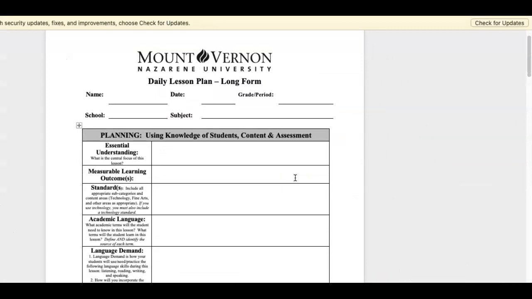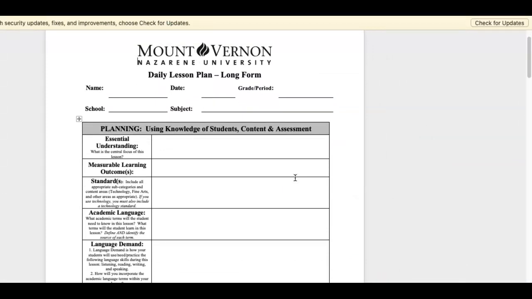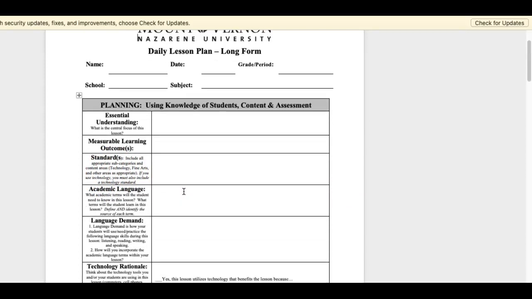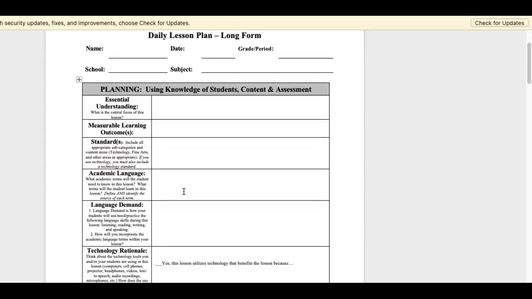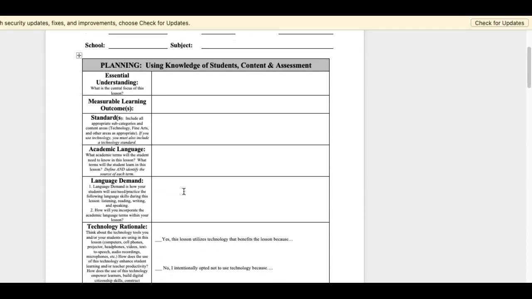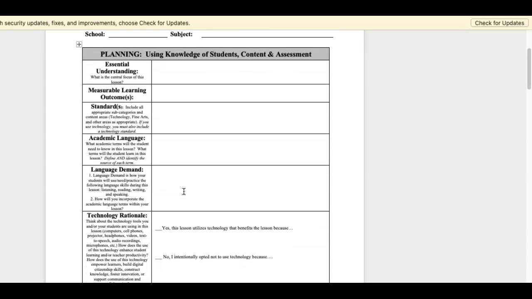Here is the lesson plan form, which is on Moodle that you're going to be using. You've got your essential understanding, which is your principle, what you're going to do, your measurable learning outcome, measurable. You're going to go to the standards to choose a standard that's appropriate for this lesson. What academic language will you be using? How will your students use that academic language?